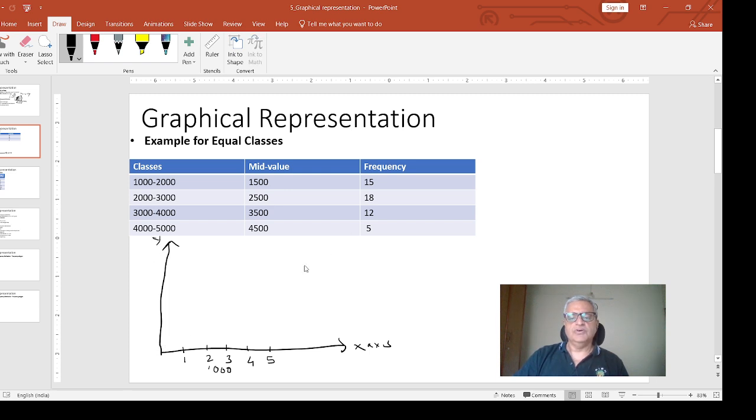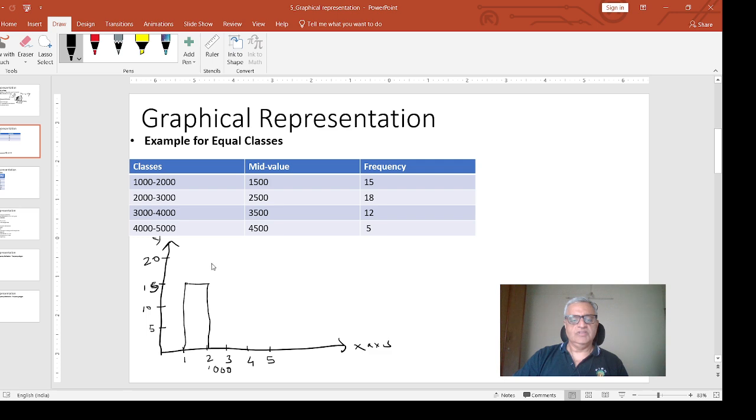Now I have y starting from 5 and it goes approximately to 20: 5, 10, 15, and 20. These are my frequencies on the y-axis. So this is how I will draw it. For 1000 to 2000, the frequency is 15. Now for 2000 to 3000, the frequency is 18.